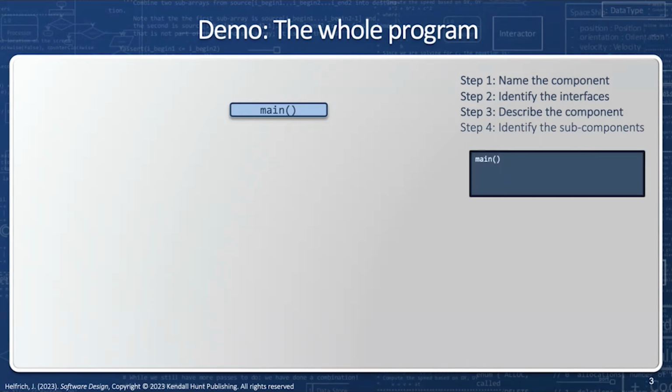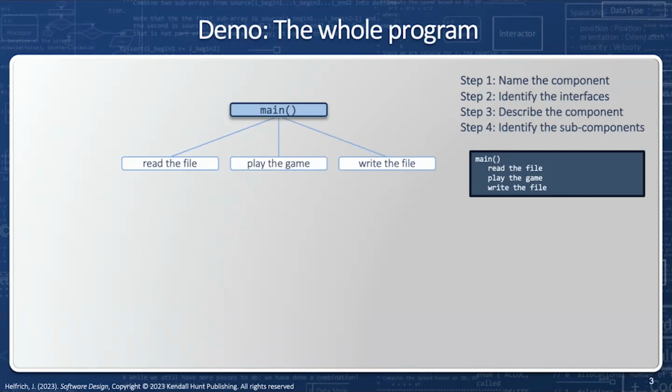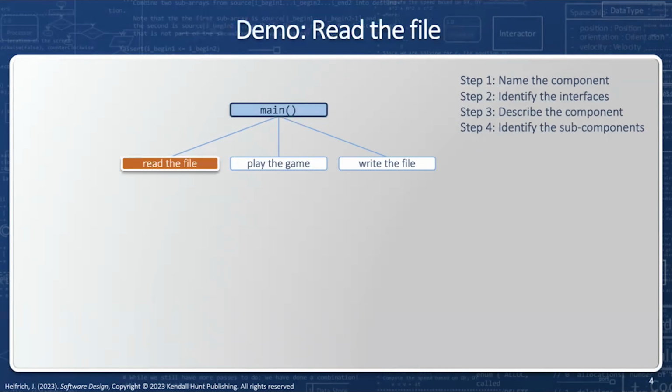And we're going to say main is going to first read the file, play the game, and then write the file. Notice how if I'm going to describe a complex subroutine that I'm just going to use an English description, I'm not going to bother with pseudocode because at this point, I don't even know the name of those components. Now we'll identify the subcomponents, and main's going to have three of them: read the file, play the game, and write the file. Now note, at this point in time, I don't know anything about those functions. I don't know their interfaces. I don't know their name. I don't know anything. Next, we'll go to the next step.